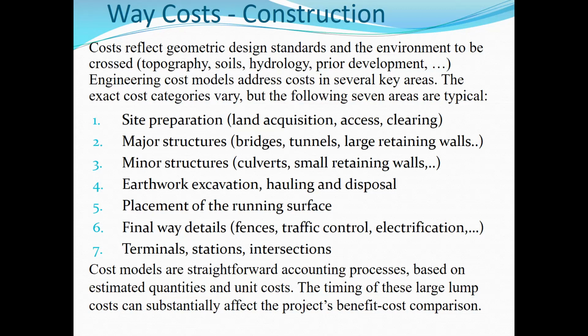But the timing of these large lump costs can substantially affect the project's benefit cost comparison. So if you have to budget for that cost right at year 0 versus at year 2 or year 3, and these construction projects last very long as well, depending upon exactly where that cost comes in, you would have to account for them in their proper timeline. And we all know that the dollar spent today is more valuable than the dollar spent 1 or 2 years from now. So that accounting might also affect the benefit cost considerations.